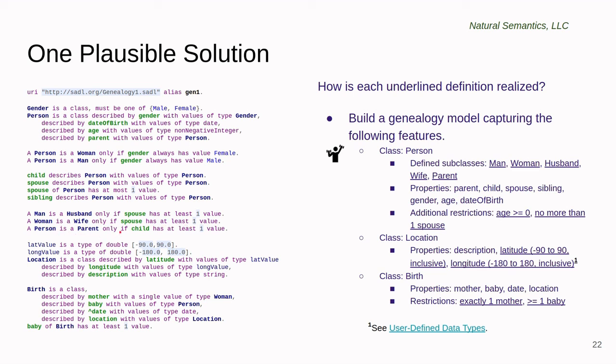A person is a parent only if child has at least one value. Once again, we are putting a necessary and sufficient condition on person that child has a minimum cardinality of 1 in order to qualify to be a parent. All three necessary and sufficient conditions. So we said we'd have an additional restriction that age is greater than or equal to 0. Let's see how we achieved that.